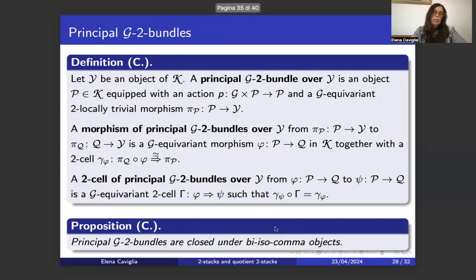And here we have that principal G 2-bundles are closed under bi-isocomma objects. And this is a very important result because it allows the construction of the quotient pre-2-stack that we are going to see in a moment. And this is also one of the main motivations for me to choose a bi-topology, because I need the topology to be closed under bi-isocomma objects if I want to prove this result.